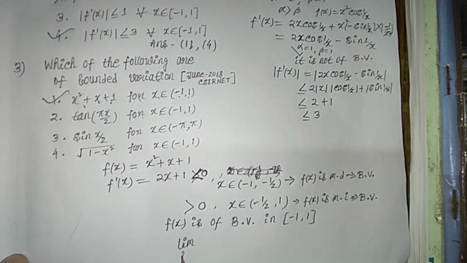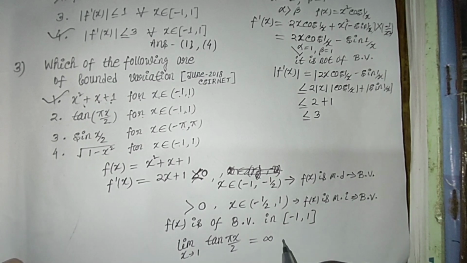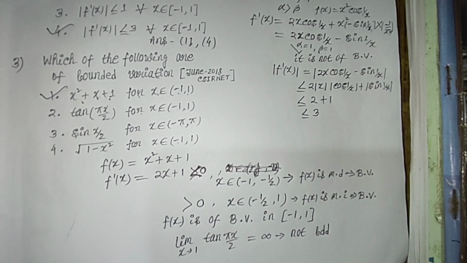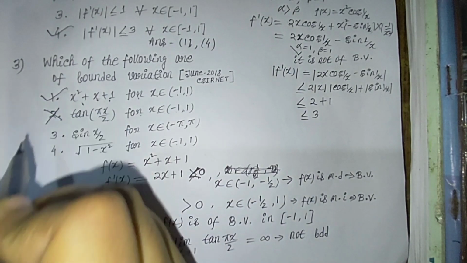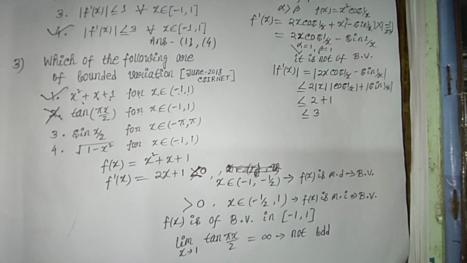Limit x tends to 1, tan pi x by 2 equal to infinity, so it is not bounded. We know that if f is of bounded variation, then f must be bounded. So it is not of bounded variation. So it is incorrect. We check option 3.